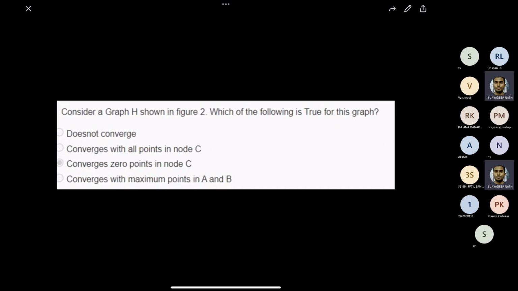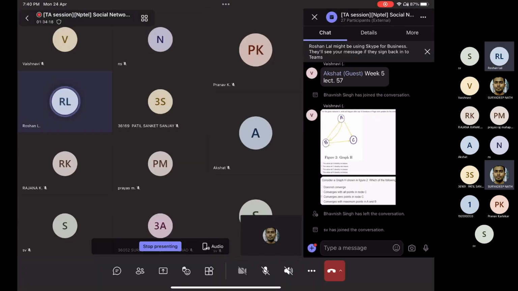Consider the same graph G that you showed. Which of the following is true for the graph? Converges with all points in node C, converges with 0 points in node C, converges with maximum points in A, B. Since C does not share its page rank, ultimately the page rank of A and B will accumulate towards C. So I think converges with all points in node C, option B, is the correct answer. Yes, sir, that is right. Converges with all points in node C. That is right.